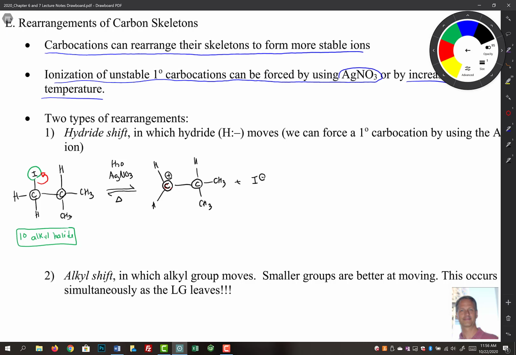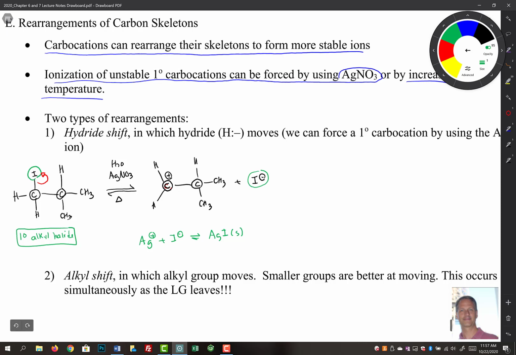Now notice that this is a reversible reaction. So I wanted to show you, how does silver nitrate come into play here? Well, there's another reaction that's happening too. Silver nitrate dissolves into silver ions and nitrate. So when silver comes around and sees iodide, it forms silver iodide, which is a precipitate. It crashes out of solution, and this pulls the equilibrium over to forming the carbocation, right? Because through Le Chatelier's principle, you're reducing the iodide concentration, and Le Chatelier's wants to make more of it.